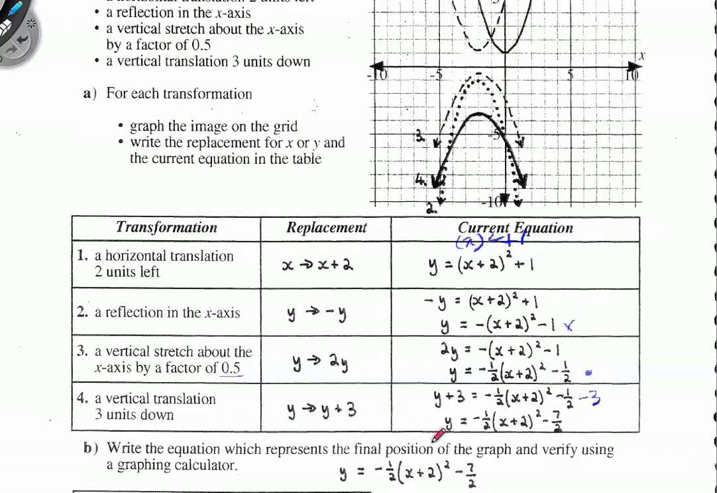Write the equation that represents the final position of the graph and verify using a graphing calculator. So you can do that and check that. Make sure that you do get graph 4 here above.